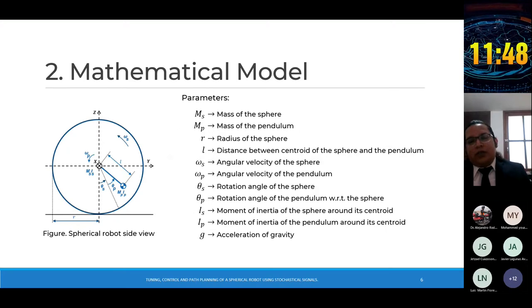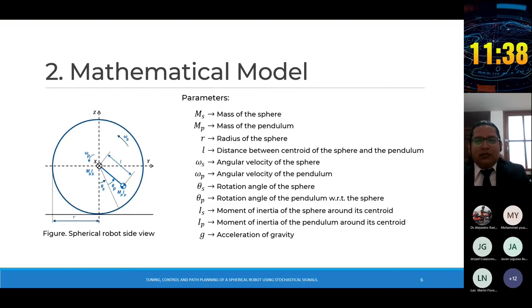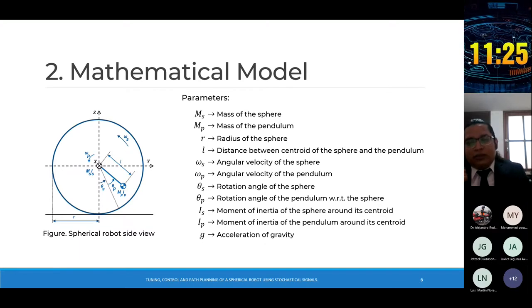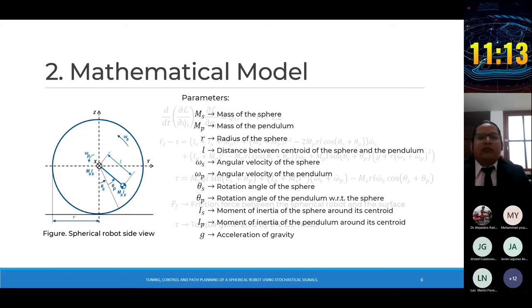So the parameters that we are using are those presented in this slide. So we have the masses, the radius, the distances, the angular velocities of the sphere and the pendulum. The rotation angle, since this mathematical model is for longitudinal motion. So we are considering the rotation angle of the sphere and the rotation angle of the pendulum. We have the moments of inertia of the system, and well, the acceleration of gravity.